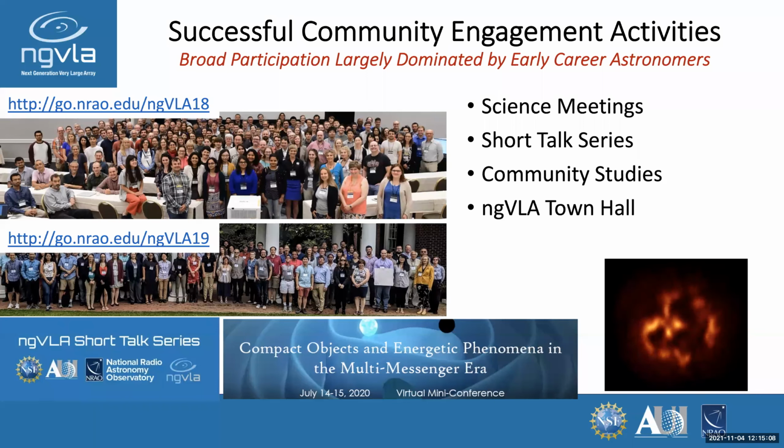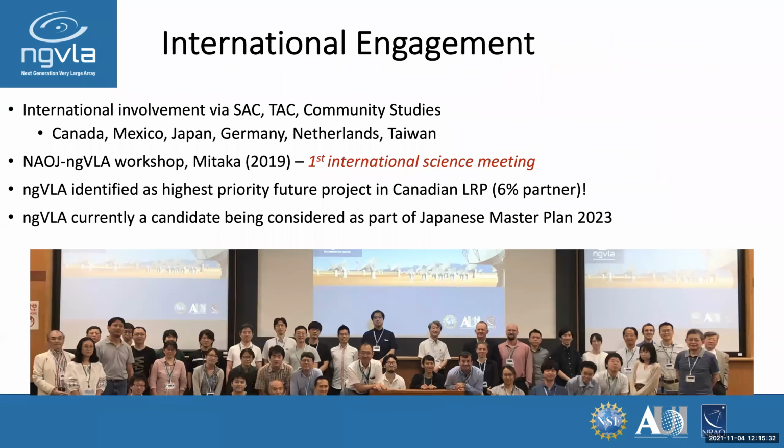Over the past couple of years, we obviously couldn't hold these in-person meetings. We did our best in holding virtual science meetings. We've held two summers of short talk series, which I think were pretty successful. We had roughly, I think, 800 people attending the first year of that. Our community studies have been pretty successful, and we've been holding town halls. But hopefully we're getting through all this, and we'll start to get back to in-person meetings next year.